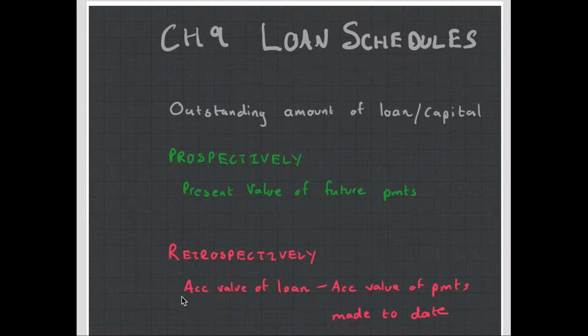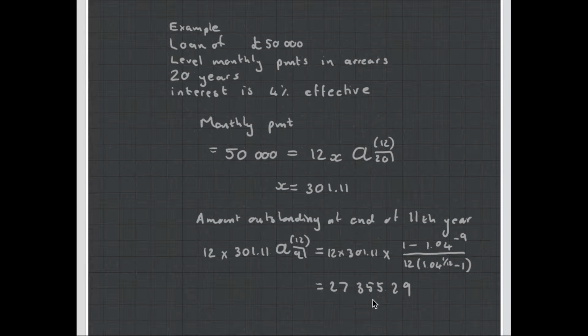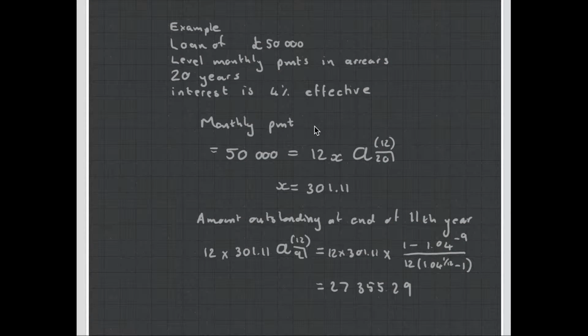Alternatively, you can calculate your loan retrospectively, which means calculating it right at the end of the timeline. To do that, you accumulate the value of the loan, and then subtract all the accumulated values of the payments made to date. Accumulation means it will have that interest component built onto it. To give a quick example of how this works, let's say we have a loan of £50,000 with level monthly payments in arrears, over 20 years.